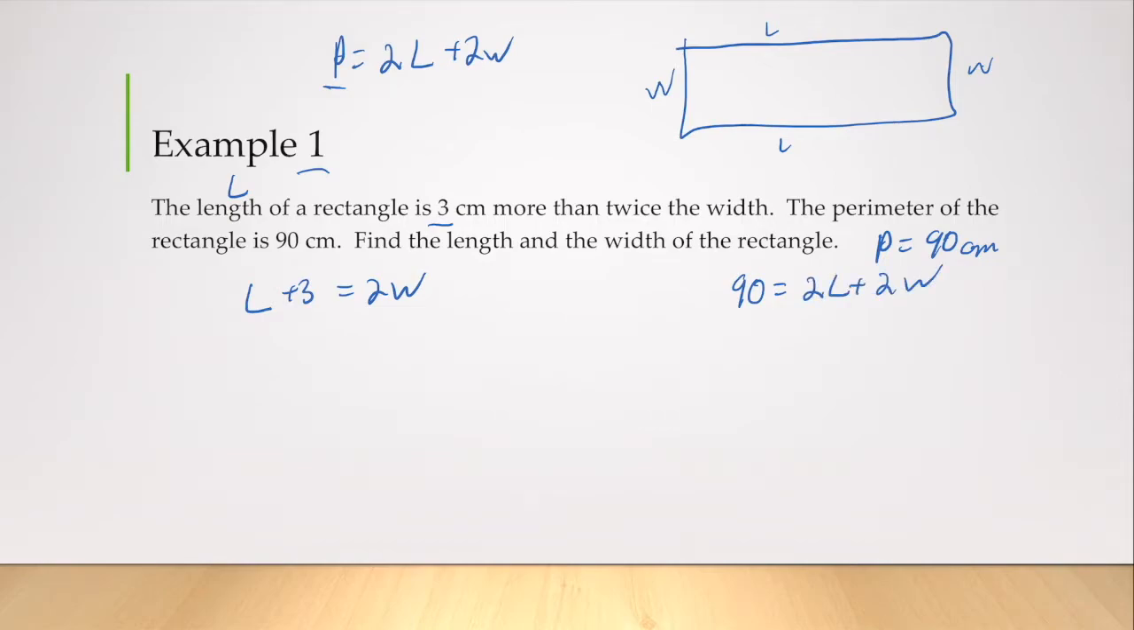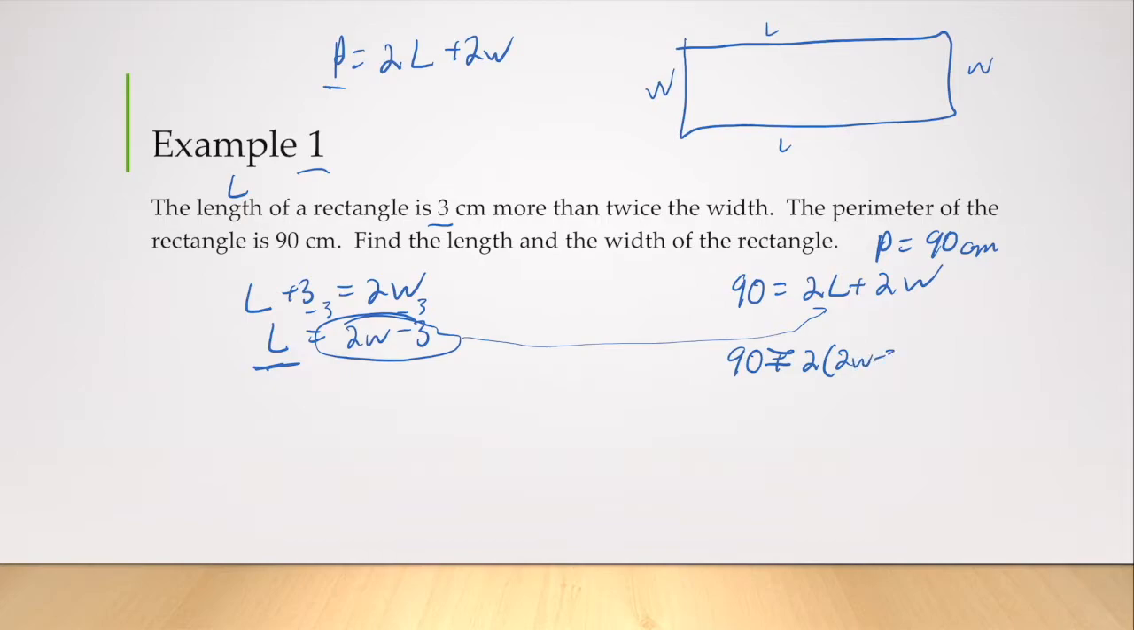But I don't have a single variable solved for. Let's go ahead and solve for L. I get that L equals 2W minus 3. So now I could substitute this in for L in my equation over here and solve for W. I now have an equation in one variable. So I have 90 equals 2 times 2W minus 3 plus 2W.